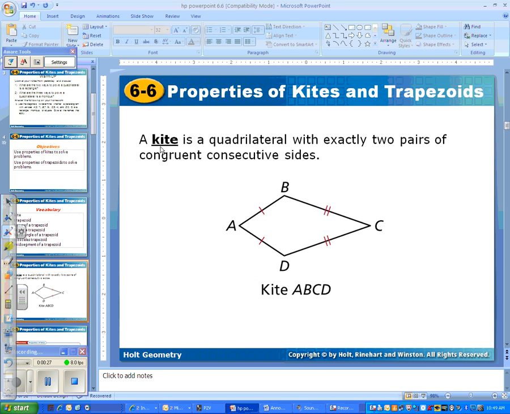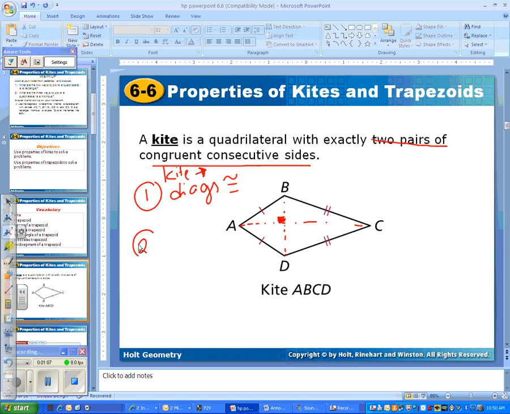A kite, the definition of a kite is that it has exactly two pairs of congruent consecutive sides. So consecutive means right next to each other. So these two sides will be congruent, and those two sides will be congruent. And there are two special things about the kite. The first thing is that the diagonals will be perpendicular to each other. So if you know something is a kite, that means that the diagonals will always meet at a right angle. So I want you to get into the habit of drawing in that right angle.